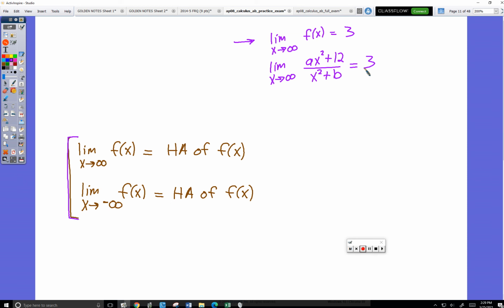We've got to compare the terms. So the two terms are, say the two terms again, ax squared and 12. So when I compare those two terms, which of those two is most important as x grows? ax squared. So that's what you write on the next line. You say, oh, if this is true, then this is also true.